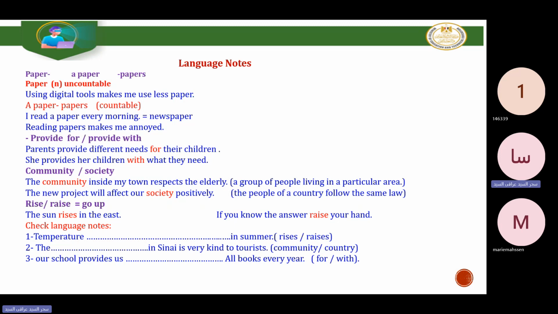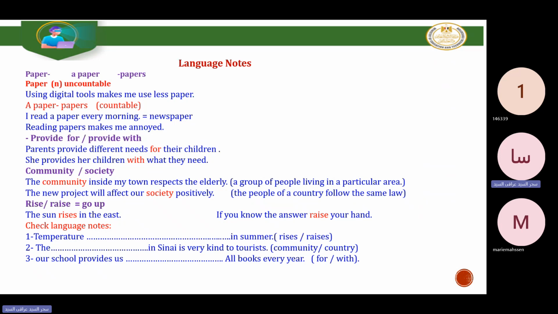Okay, provide for and provide with. What do you mean by that? Parents provide different needs for their children. So provide something for someone. I provide something for someone. What about provide with? She provides her children with what they need. Provide someone with something. So with for, we provide something for someone. And with, we provide someone with something.